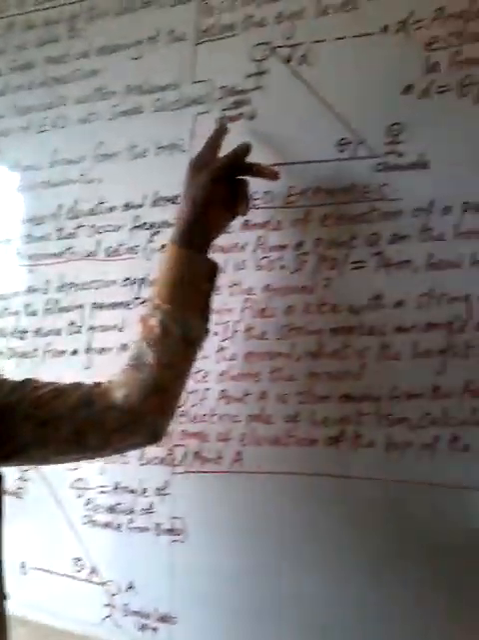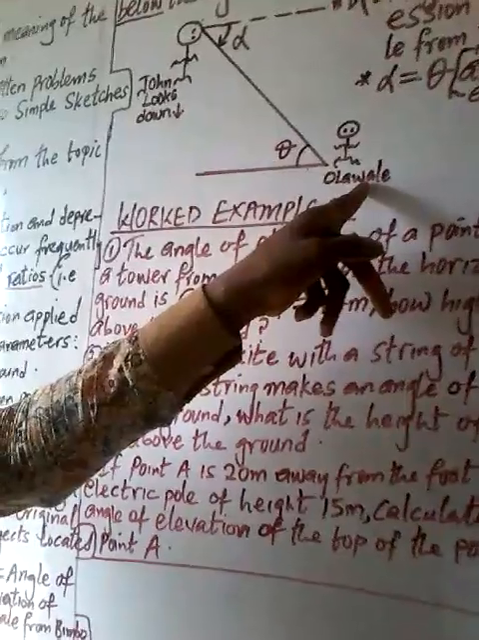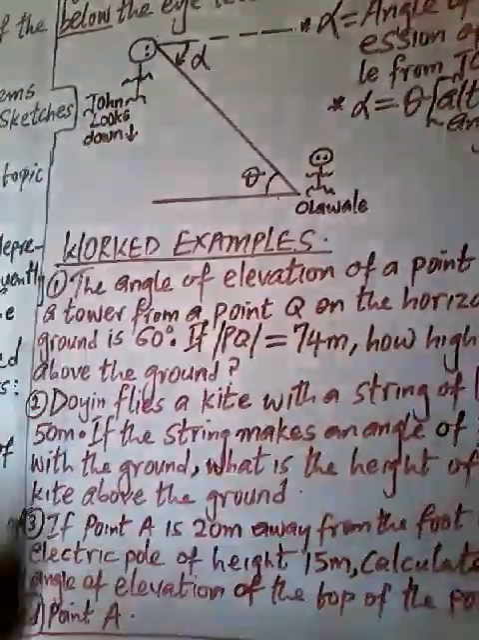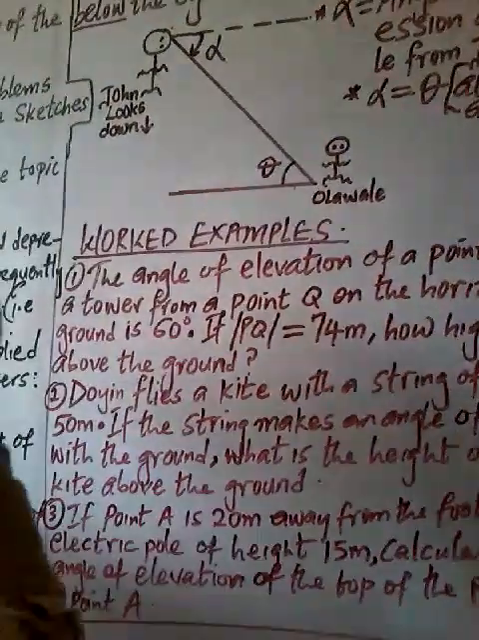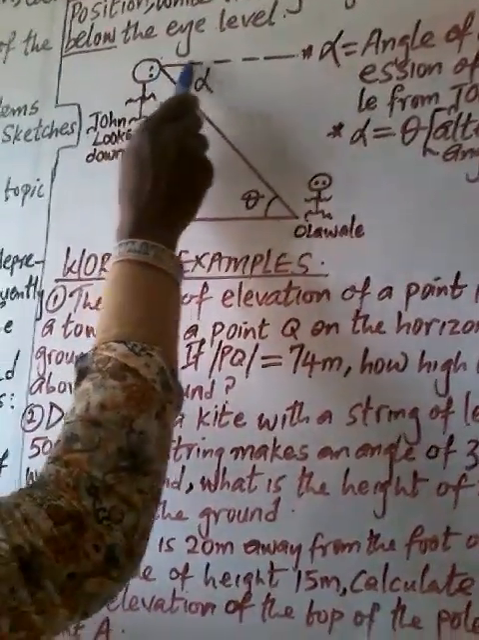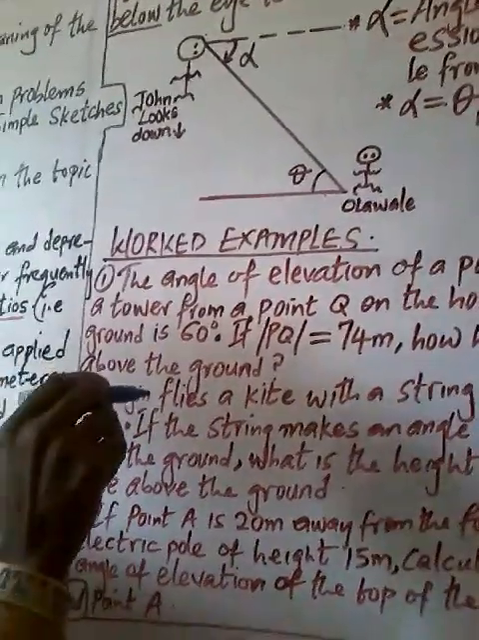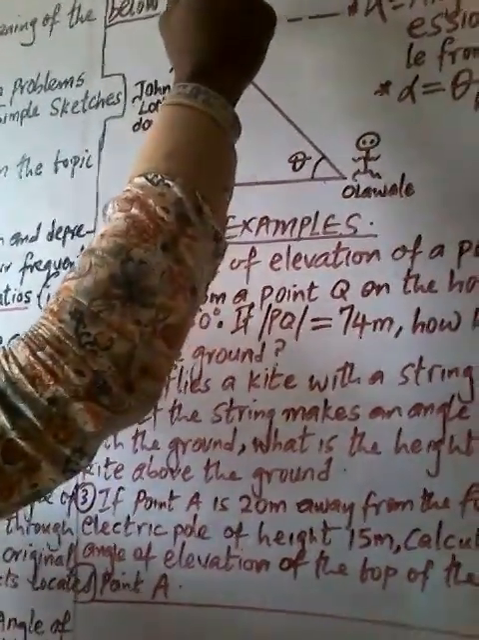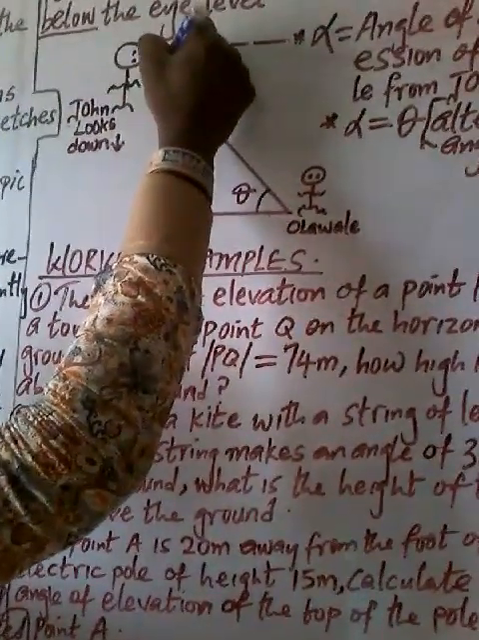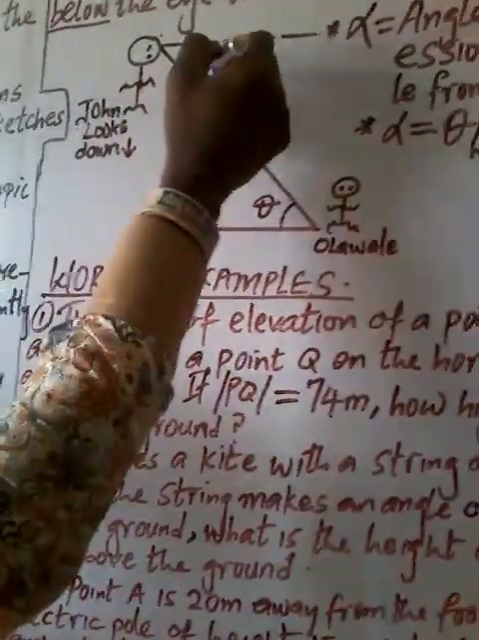Say this is John looking downward to view Olawale. Olawale is on the assembly ground. John is on the first floor of the school building. Now, John, normally, if standing on the first floor, if he looks straight, this is the normal horizontal line of view. For John to look down, he will have to turn his eyes downwards, and that is why the angle of depression will take a downward movement. And I represent it with alpha.